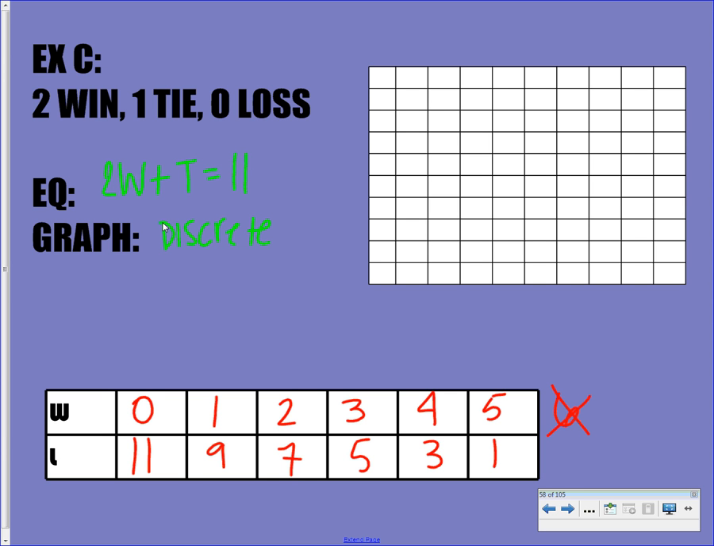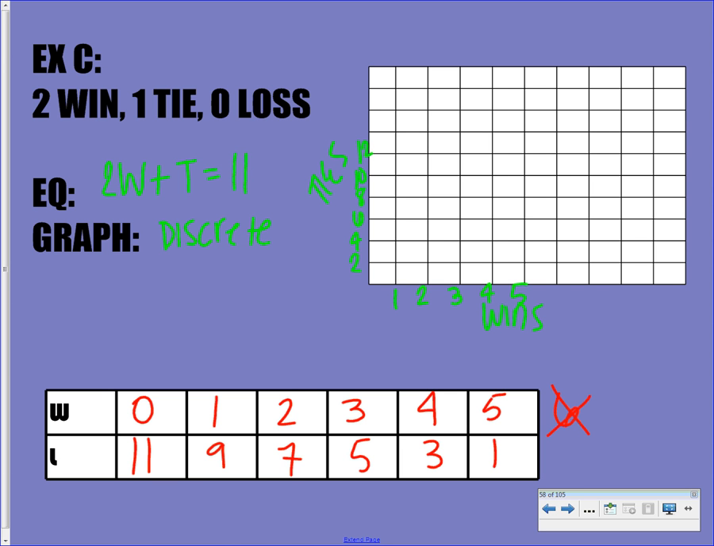Okay, so now when we go to graph it, wins will go on the x-axis and ties will go on the y, and I'll go by 1. So 1, 2, 3, 4, 5. Make sure you're labeling and putting up a scale. And I'll go by 2s on the y-axis, so 2, 4, 6, 8, 10, 12. Make sure you're labeling and scaling appropriately.